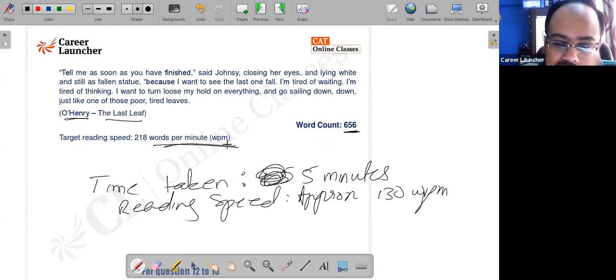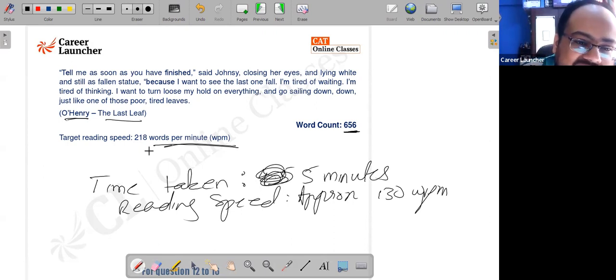WPM is words per minute. So reading speed is approximately 130 words per minute for a passage of this difficulty level, right? This passage was not very easy to understand, right? This was a difficult passage. The language used was difficult. There were some difficult words. There was some figurative language used. So on the whole, this was not a very easy passage to read.